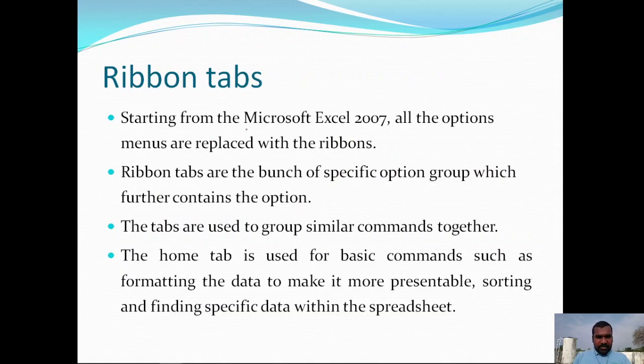Ribbon tab: starting from Microsoft Excel 2007, all the option menus are replaced with the ribbon. Before 2007, all the options were available under the menus. Those menus are replaced with ribbons. Ribbon tabs are a bunch of specific option groups which further contain the options.